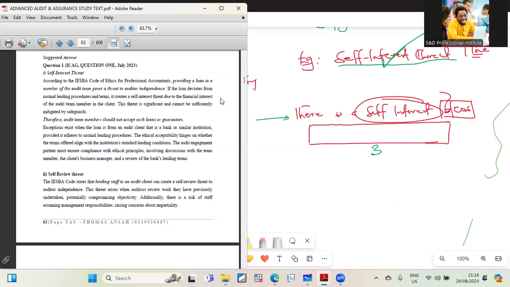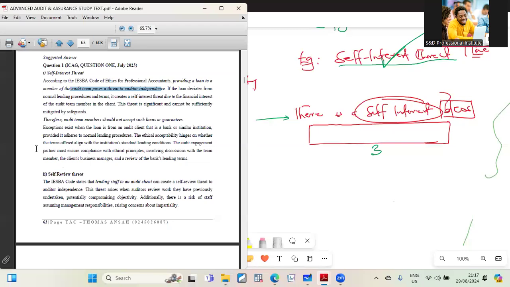So you are going to make that hypothetical statement that if he gives the loan that is not at a commercial rate or at an arm's length rate, then it amounts to a potential self-interest threat, a financial interest. So number one, you quoted self-interest. Number two, you have linked it to the story. Then number three, you must conclude by saying that it will impair objectivity. You must talk about the fact that this is a threat to independence. It's either you say impair objectivity or it affects independence.